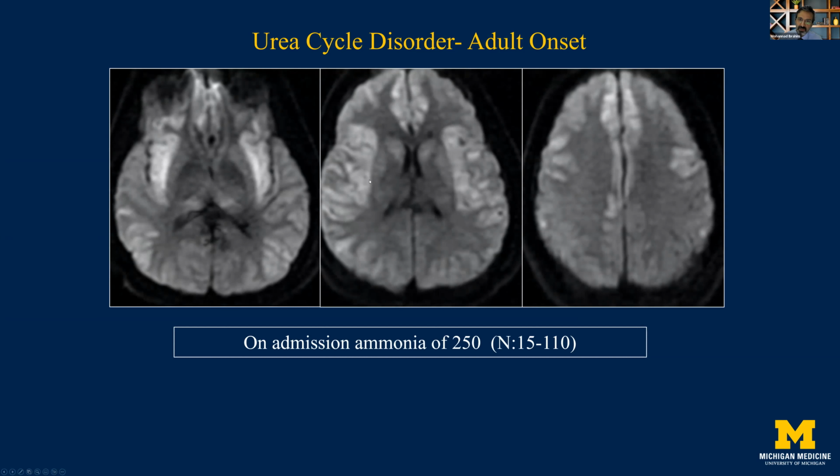There's extensive restricted diffusion involving the cortex. These are the eloquent parts of the brain, and in the differential diagnosis of HIE, we want to seek that history. On admission, this patient had an ammonia level of 250, which is twice above the normal level.